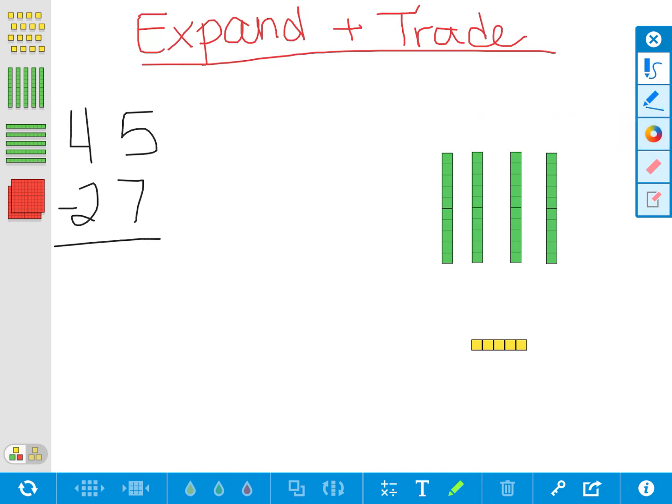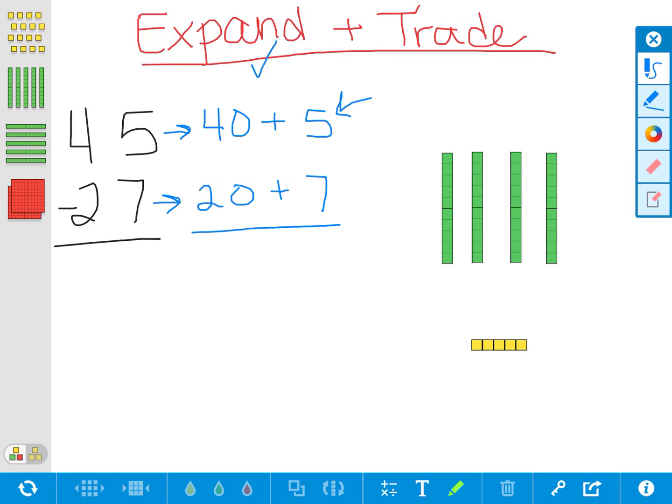So the expanded form of 45 would be 40 plus 5. And then the expanded form of 27 would be 20 and 7. This is going to help us solve this subtraction problem. So we've done the expanded part. We've expanded our numbers. But we're going to need to do some trading so that we can get this 5 right here to be a larger number than the 7 right here so that we can subtract it.